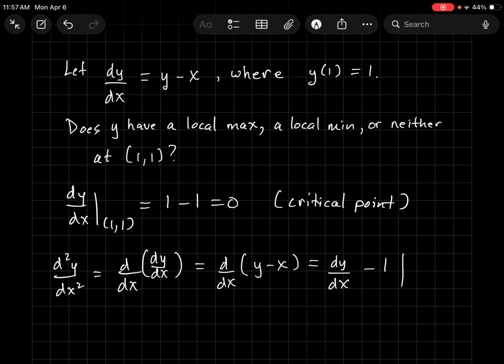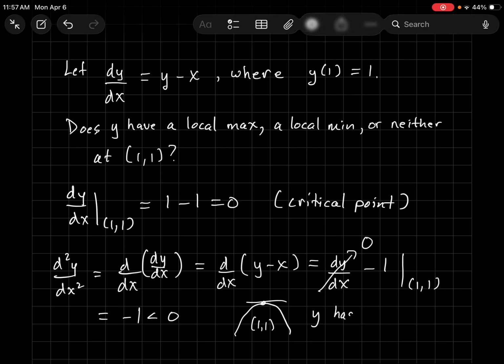Now remember that we're at the point 1, 1. And remember that we already found that at that point dy dx equals 0, which means our second derivative at that point is negative 1, which is less than 0. Since our graph is concave down and momentarily flat, this would be the point 1, 1, we see that y has a local maximum.